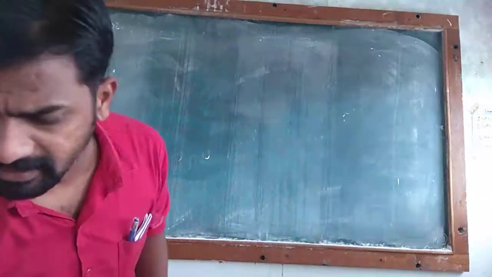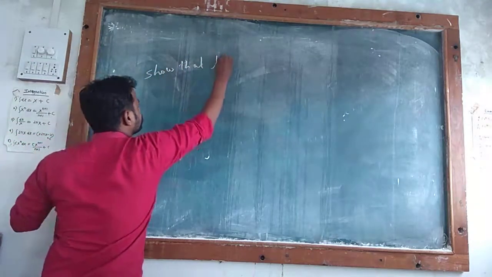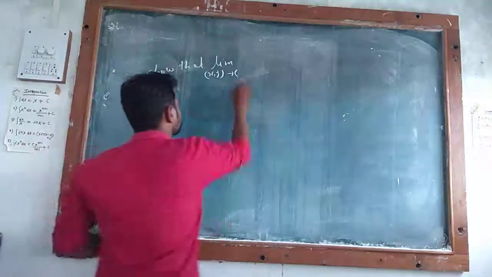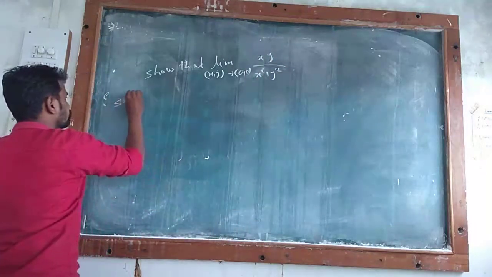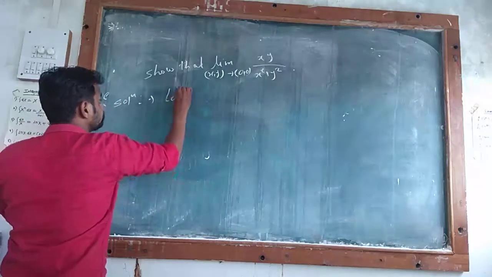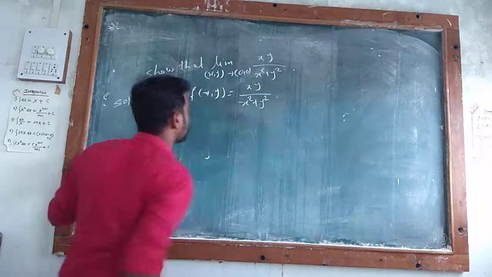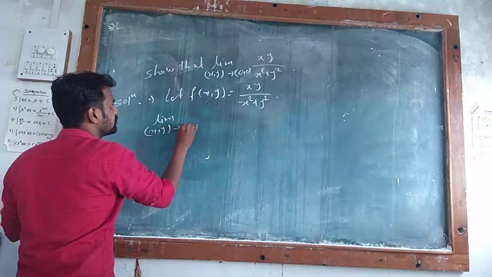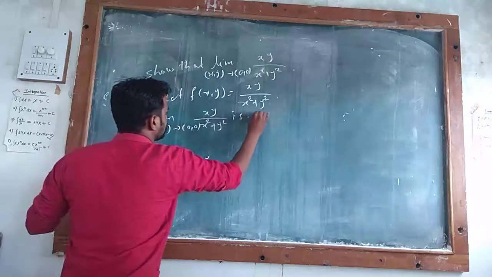Okay, now, second example is: show that the limit as (x, y) tends to (0, 0). Solution: let f(x, y) is equal to xy upon x square plus y square, and you have to show that the limit as (x, y) tends to (0, 0) of xy upon x square plus y square is not existing.